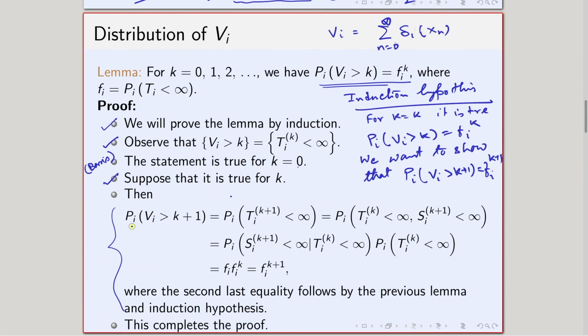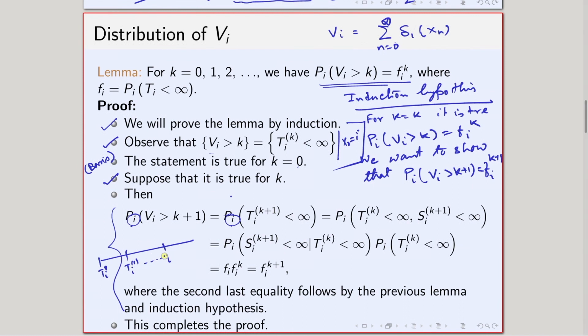So, starting from I, Vi greater than k plus 1 is the same as, starting from I, T_i^(k+1) less than infinity. These two events are the same, so their probabilities have to be the same. They are the same because of this, but this is conditioning on X naught equals I, and that condition is kept here. So these two probabilities are the same. Now what is this probability? It is basically that I have T0 here, then T1 here, and so on and so forth.